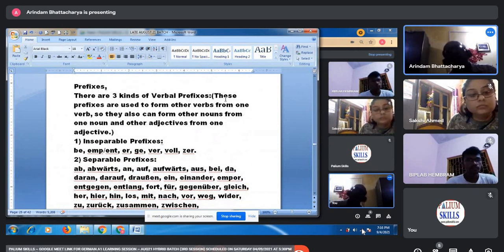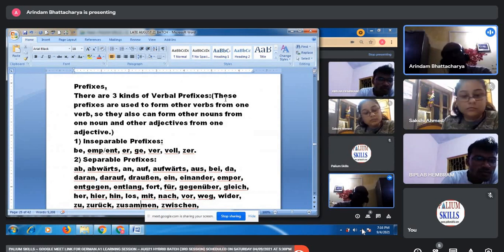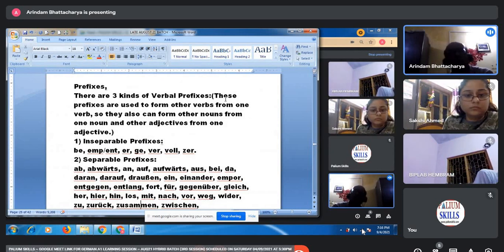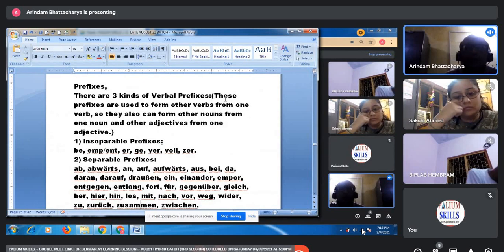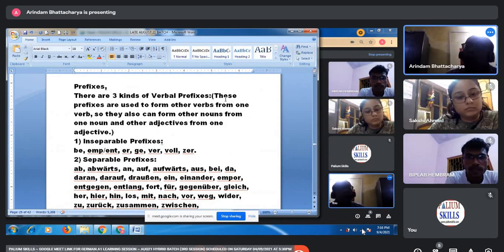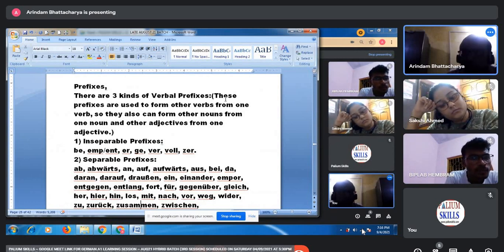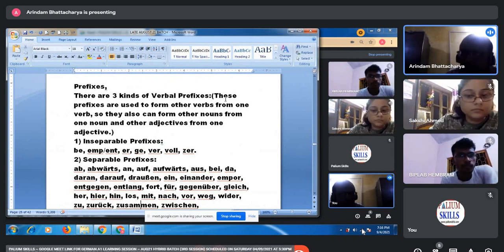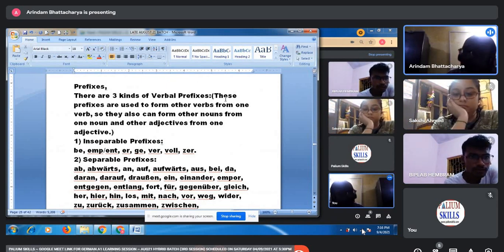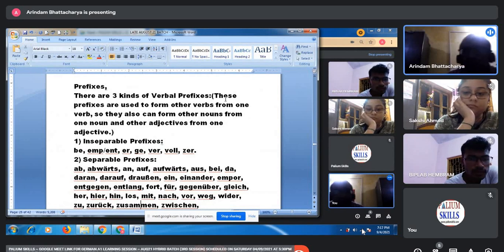Prefixes. There are three kinds of verbal prefixes. These prefixes are used to form other verbs from one verb. So they can also form other nouns from one noun. Now what is the main objective of teaching prefixes at this point in this chapter? The main objective is that a person needs to pronounce the prefix. We have rules for pronunciation, but the person needs to pronounce the prefixes as they are pronounced, maintaining their pronunciation.